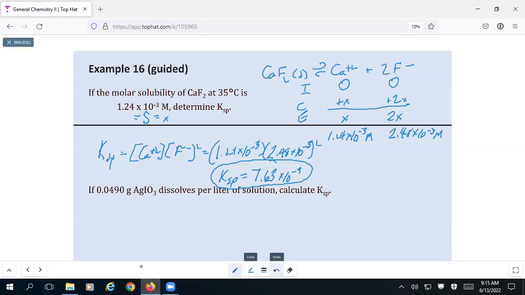This next one's a similar kind of problem to what we saw previously. The only difference is we have not been given the molar solubility. We've been given the mass solubility. So we'll just have to convert first. Before we get to that, we just need to set up our expression. Silver iodate in equilibrium with the silver ion and the iodate ion.